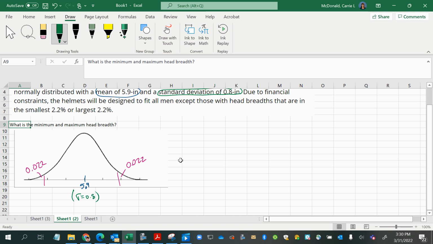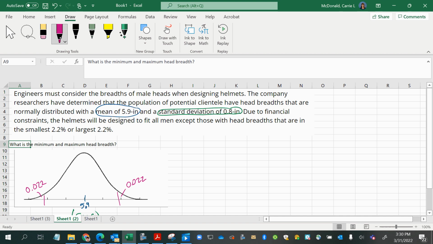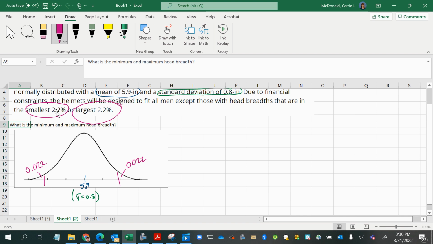And we also see that they told us that the smallest and largest head breadths that they want to not include in their helmet specifications are the smallest 2.2% and the largest 2.2%. So percentages converted to decimal form, you move the decimal 2 places to the left, or in other words, divide by 100. So you see that I have the lowest 0.022 probability marked on the left tail, and the highest are the greatest head breadths of the 0.022, representing the 2.2% largest.